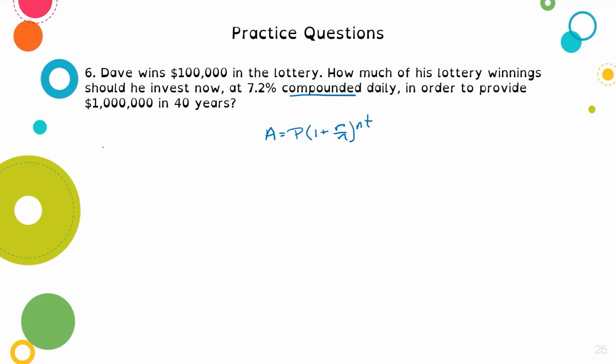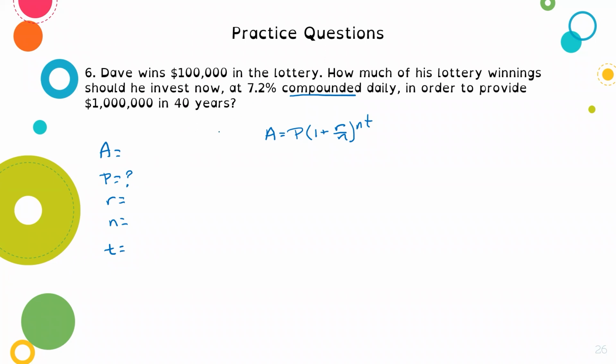I like to write down the formula first so that I remember all of my variables. So I need to know A, P, R, N, and T. Now I can go back to my question and figure out what I am doing. I know that Dave wins this $100,000, so that feels like the principal that he has now. But we're just going to hold on that for a second, because the question is, how much of his lottery winnings should he invest now? Does he need to invest the whole $100,000, or can he invest less, or does he need more? So we're going to say our principal is actually what we're trying to find.